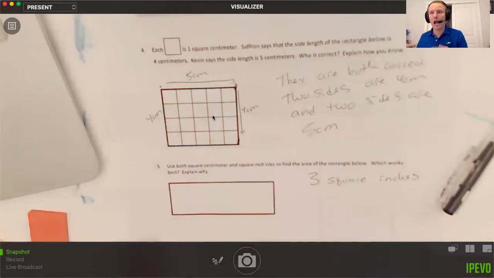I'm going to have halves of centimeters, which is doable. As you get older and more advanced, you can do that. You can find area that way, but you can't use the tiles efficiently to measure that.